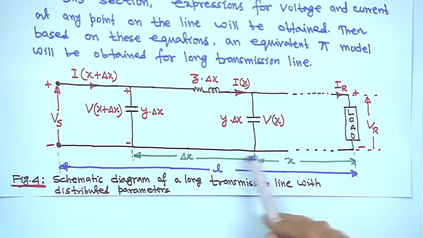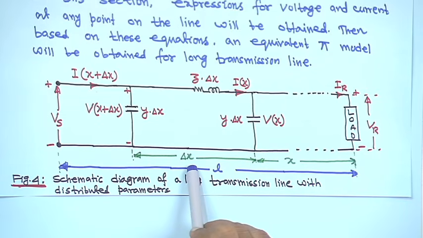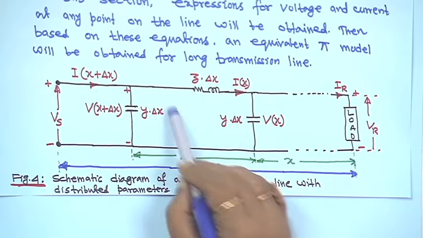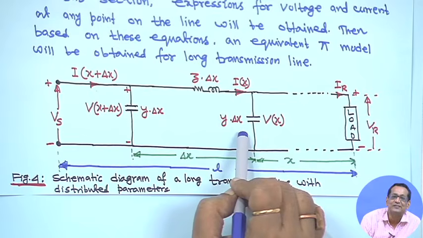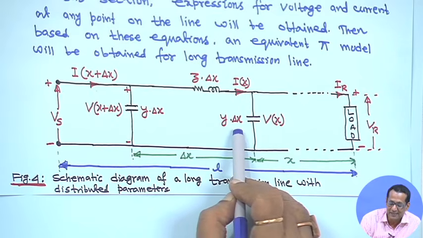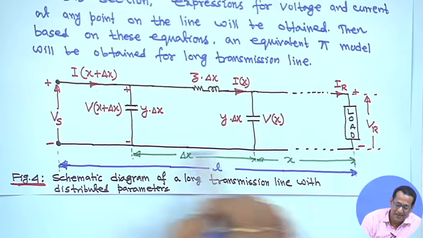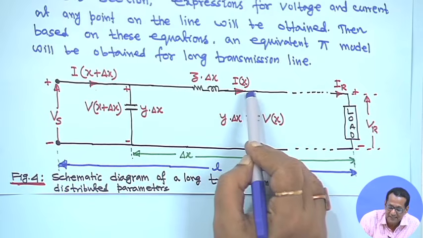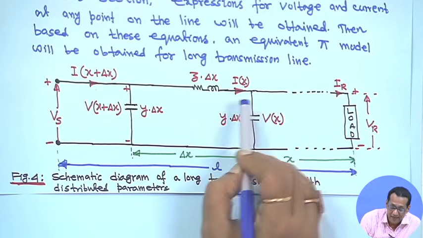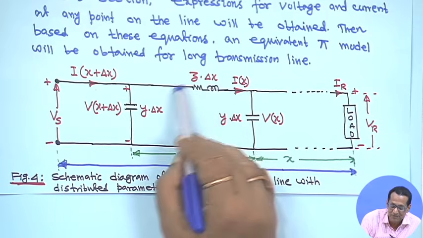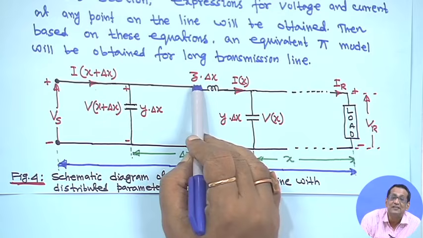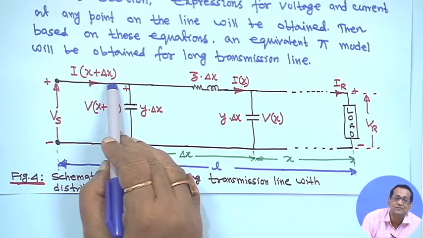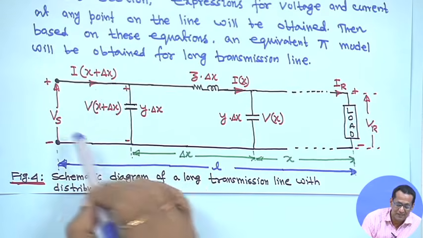At a distance x, we are considering a small incremental length delta x. In the pi representation, this is small y into delta x. At a distance x the voltage is V x and at x plus delta x it is V x plus delta x. The current in this small incremental section is I x, and this is small z into delta x, where z is the impedance per unit length multiplied by delta x. This side is I x plus delta x, the current, and this is V s.